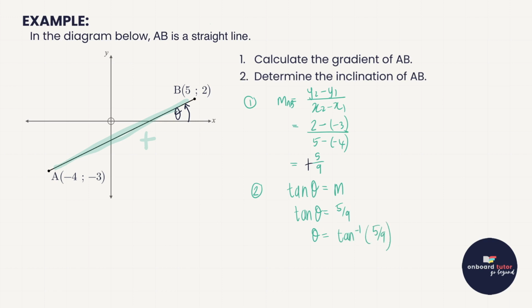And on your calculator, you're going to push shift and then the tan button, and then you're going to put that fraction in. Let us see what the size of theta is. So shift tan 5/9, and I get an answer of 29,05 degrees. Okay, it's an angle, so the unit there is degree.